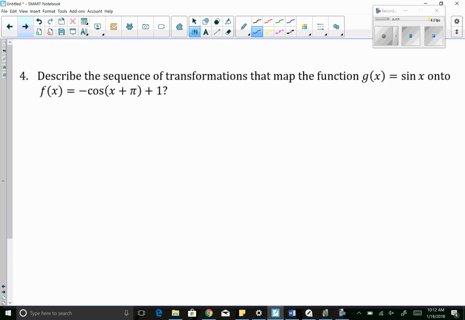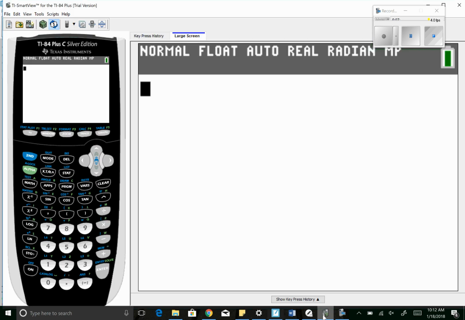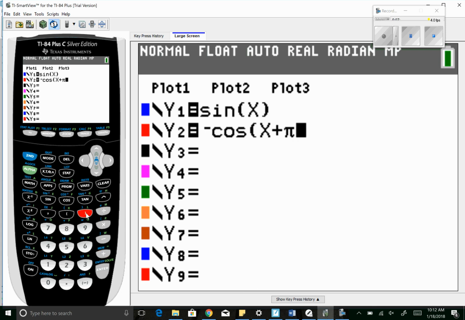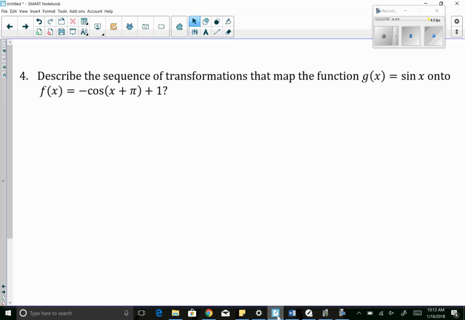The last question says, describe the sequence of transformations that map sine onto this new graph, negative cosine of x plus pi plus 1. So the first thing I want to do, let's just graph both of these for a second because we haven't done a ton of graphing here. So let's go to my graphing calculator. We have y equals sine of x and negative cosine of x plus pi. And let me just check what was x plus pi plus 1.